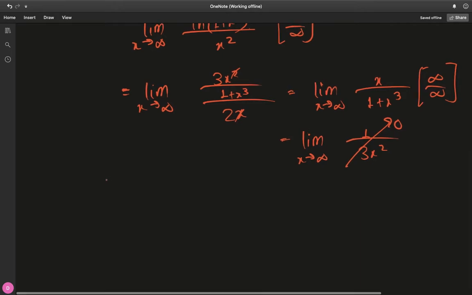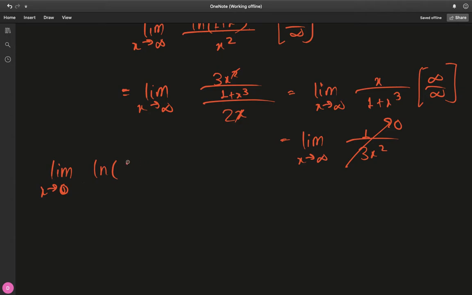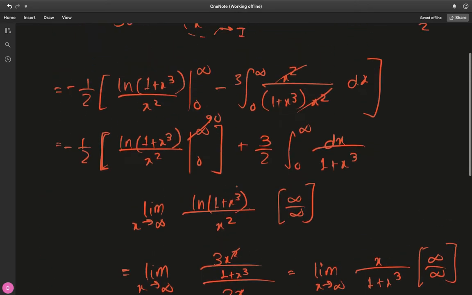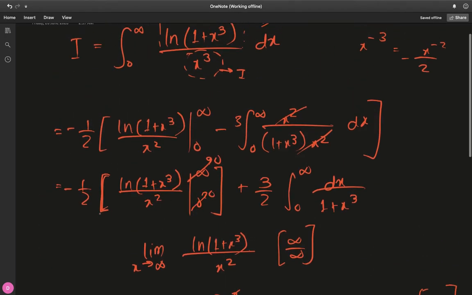What about 0? The limit as x tends to 0 of natural log of 1 plus x cubed divided by x squared. If you plug in 0 here, we have natural log of 1, which is 0, and 0 in the denominator also. A 0 over 0 situation. Again, time for L'Hopital's rule. The derivative will turn out to be the same as we just calculated, x over 1 plus x cubed. But we don't need L'Hopital's rule again, because if you plug in 0, we have 0 over 1 plus 0, which is 1. So 0 over 1 is 0. So at both infinity and 0, this turns out to be 0. So entirely this is 0.